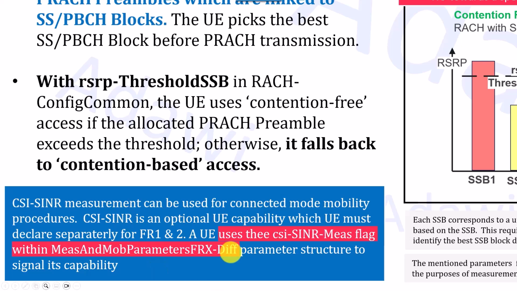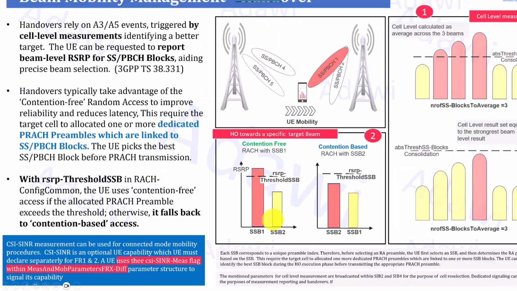How can you confirm the capability? This is an optional UE capability, which the UE must declare separately for frequency range 1 and 2 using this CSI-SINR measurement flag. This is in the UE capability message, and you'll find this flag. For example, if it's flagged as 1, this means it's supporting this CSI-SINR measurement, and you will find it under something called measurement and mobility parameters FRX differentiation. This is actually side information here.